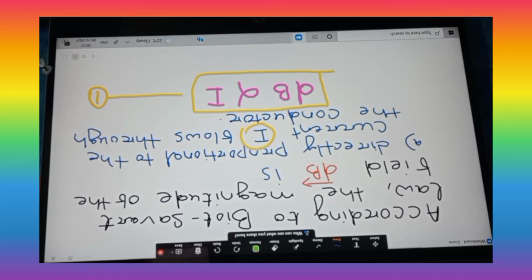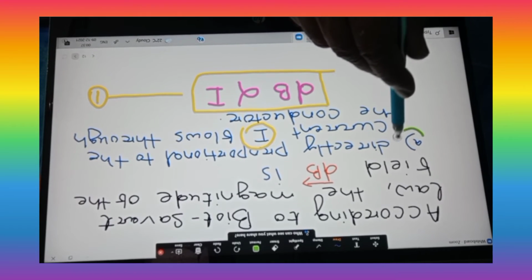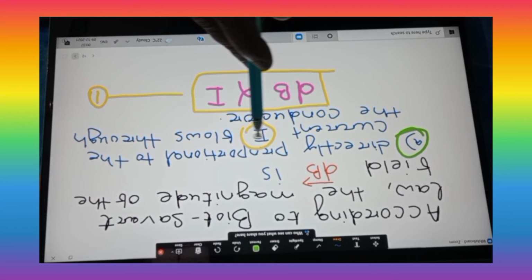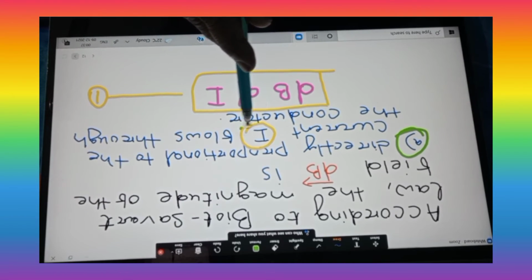So according to the Biot-Savart law, the main statement is as follows. The first point I am discussing: the magnitude of the magnetic field is directly proportional to the electric current flowing through the conductor.